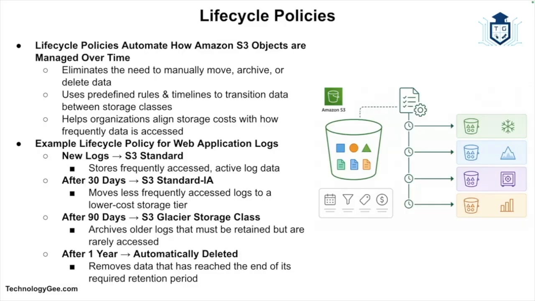So let's say that you want to run a web application where your new logs can be stored in S3 Standard. And after 30 days, they can be moved to S3 IA. After 90 days, you can move them to Glacier. Then after 1 year, they can be deleted. And all of this is going to save you money without you having to touch anything. And this is huge in real world environments where storage costs can quietly spiral out of control.